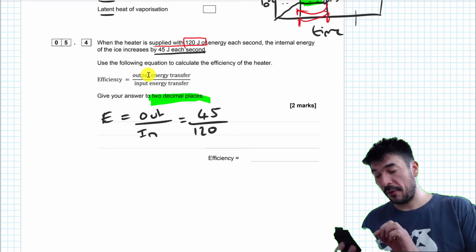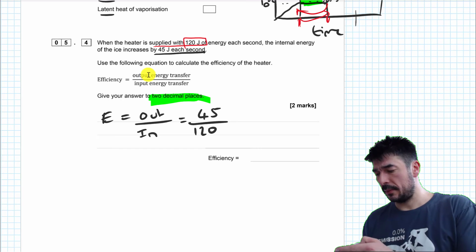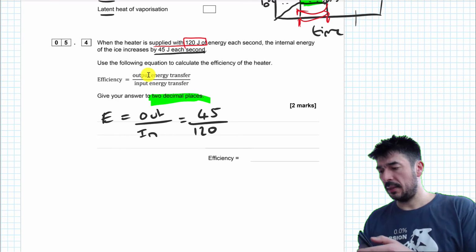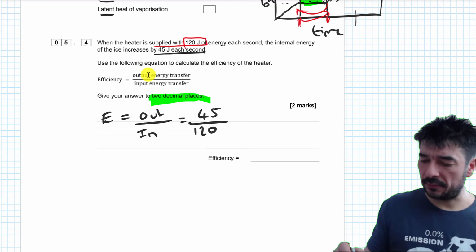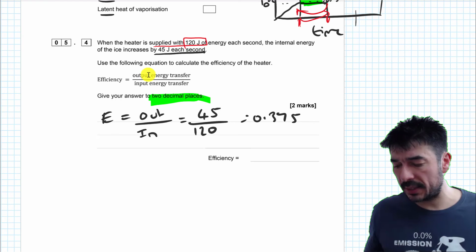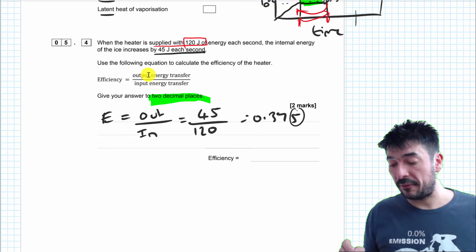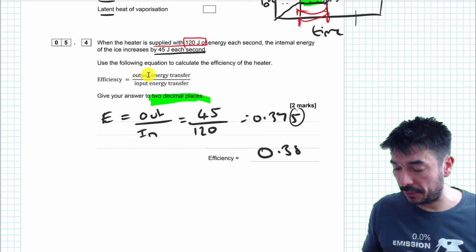Being a bit naughty today and using my phone as the calculator. So 45 divided by 120. Try and do it in my head, but I can't. 45 divided by 120. 0.375. So I want this to 2 decimal places, so I'm going to have to do some rounding. This last number is a 5, so I'm going to round up. So we'll have an answer of 0.38.